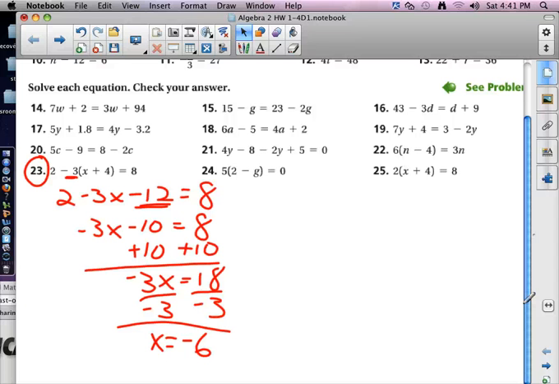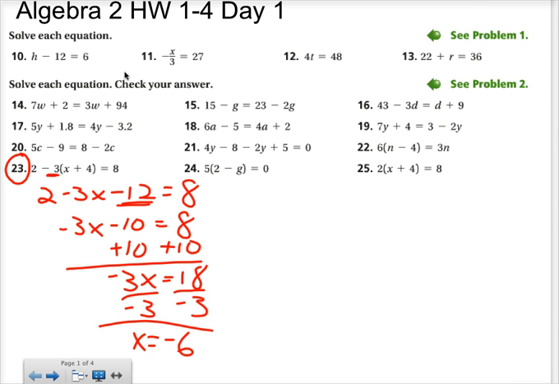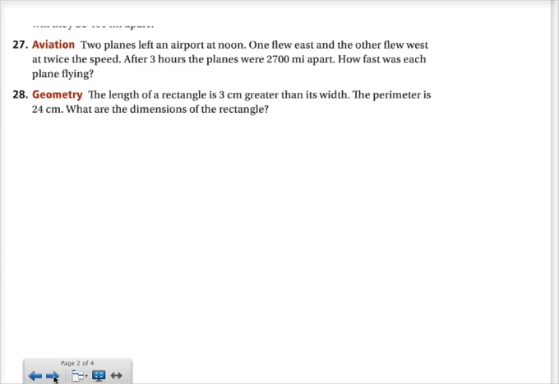Then the next one that is a frequently asked question would be going down to the word problems, which would be number 27 and 28. So number 27 says that we have 2 planes that left an airport at noon. One flew east and the other flew west.